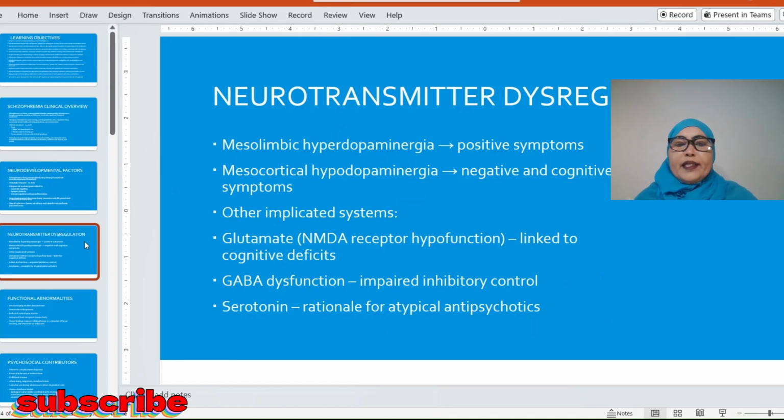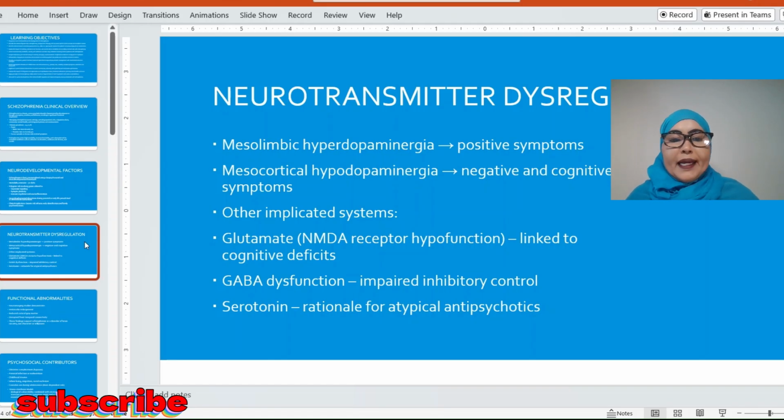Neurotransmitter dysregulation is involved in schizophrenia, and it includes mesolimbic hyperdopaminergia that leads to positive symptoms, and mesocortical hypodopaminergia that leads to negative symptoms and cognitive symptoms. So if the dopamine is more, it leads to positive symptoms of schizophrenia. If the dopamine is less, it leads to negative symptoms and cognitive symptoms.